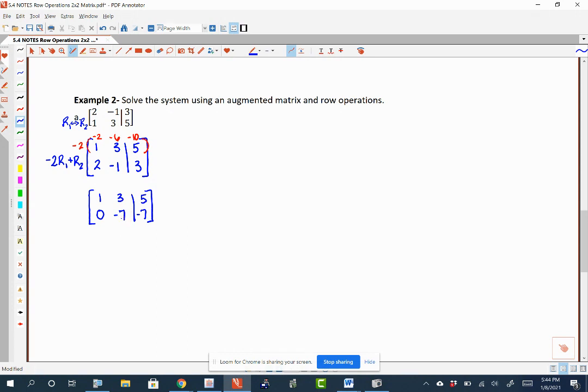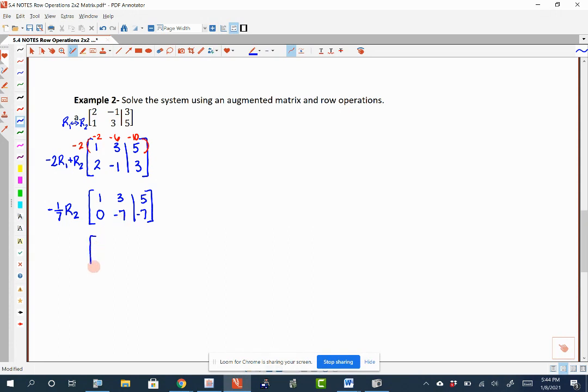I always want to create the 1 in my column first. And the 1 needs to be in the place that this negative 7 is. To create a 1, we want to scale a row, and we scale a row by a reciprocal. The reciprocal of negative 7 is negative 1/7. And if I multiply negative 1/7 to row 2, this negative 7 will become a 1. And I need that to happen.